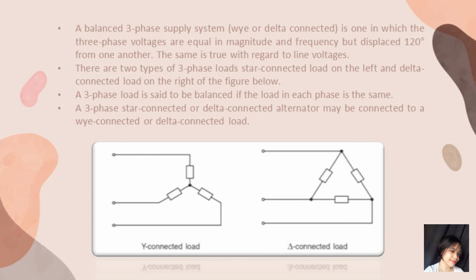And if a three-phase load, star or delta-connected, does not meet any one of the above requirements, it is said to be unbalanced. A three-phase star-connected alternator may be connected to a Y-connected or delta-connected load. Similarly, a three-phase delta-connected alternator may be connected to a Y-connected or delta-connected load.